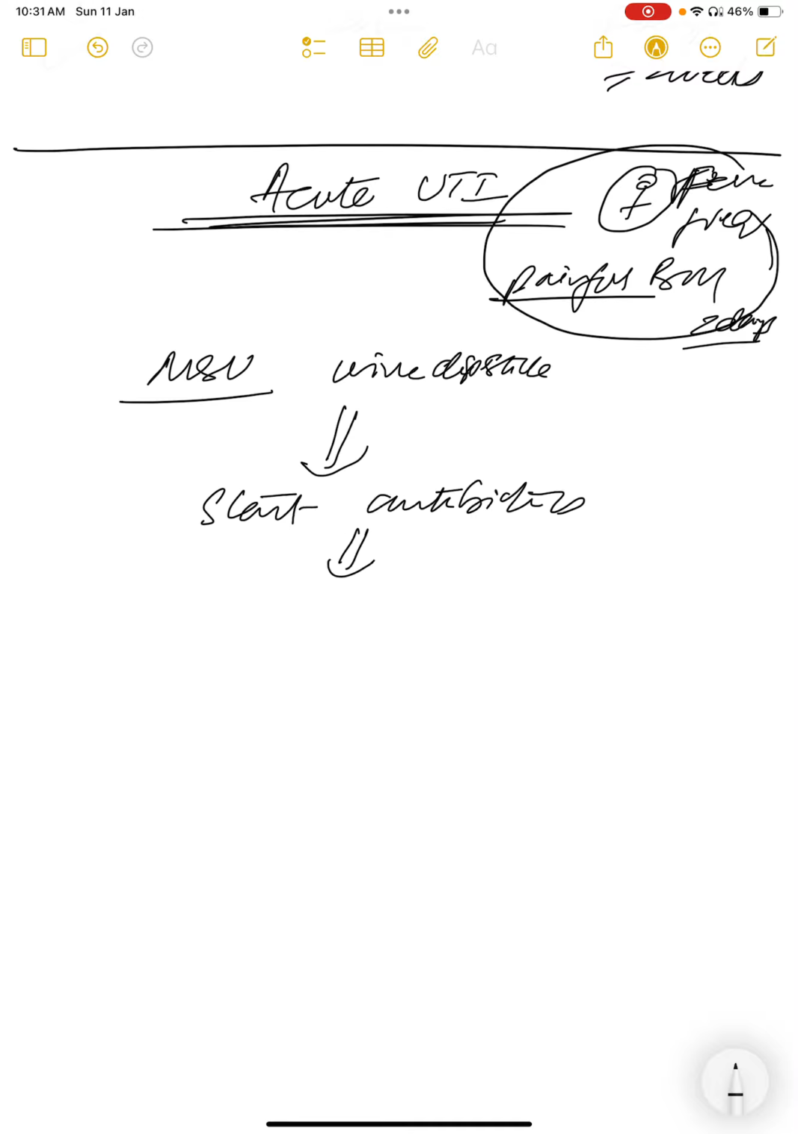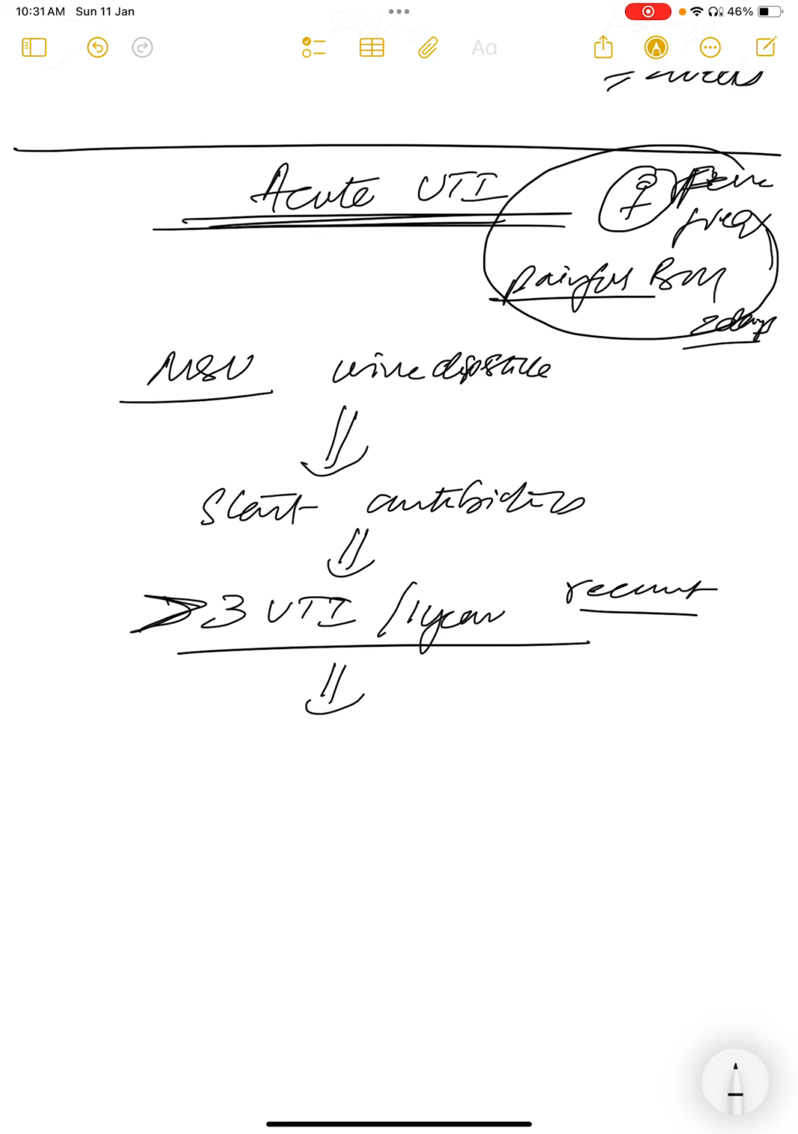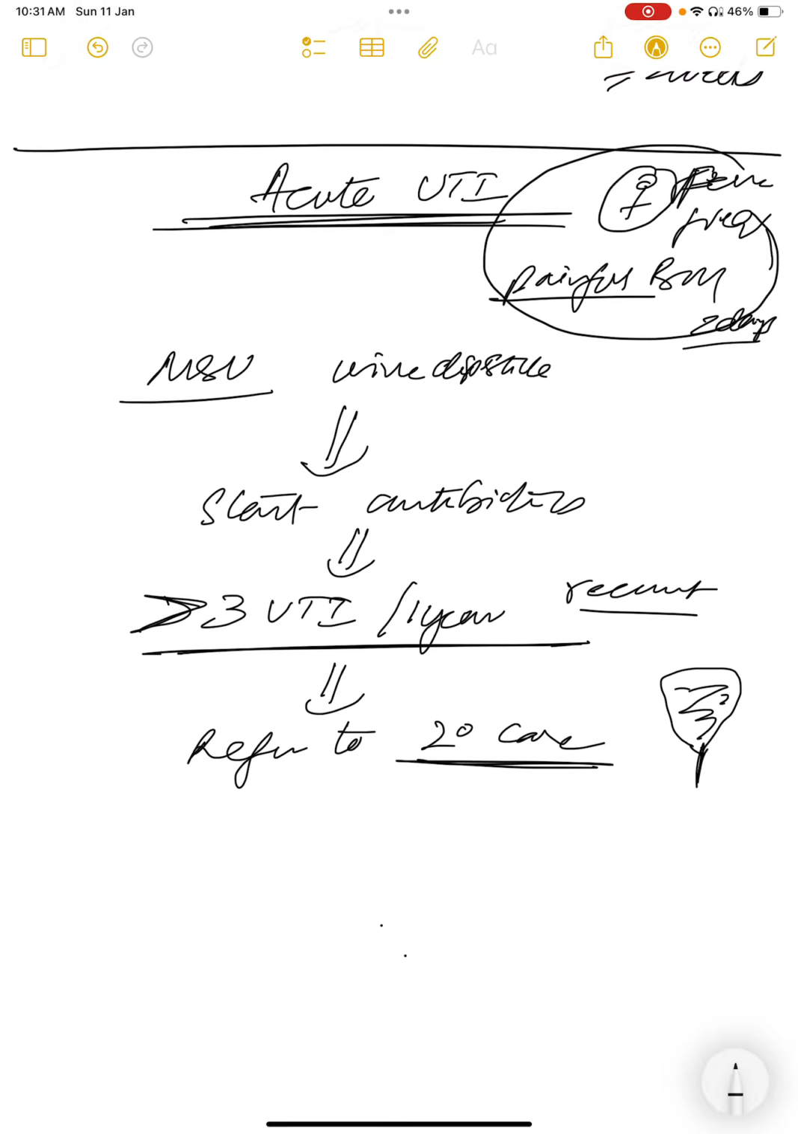When will you say recurrent UTI? If there are 3 UTIs in 1 year, or more than 3 times, then it is known as recurrent UTI. If she is saying the history is that this is already the fourth time, then you will refer her to secondary care. What is secondary care? Specialty people will be there, the bladder people, the kidney people, urologists.